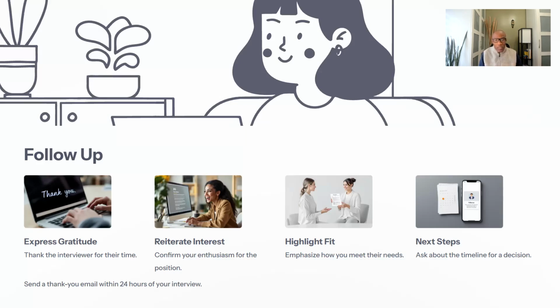No matter how you feel the interview went, reiterate your interest, confirm that you are 100% in, very positively. Highlight how you fit. Again, reinforce how you fit into this organization, the role, and the department. So look at all three. Then ask, what are the next steps? So you have a timeline for decision making. I think this is a great way to do it.